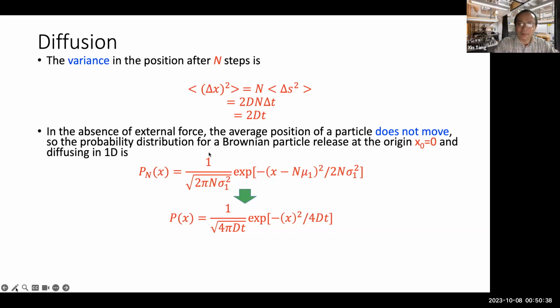After n steps, the origin is still x0 equal to 0, and the distribution function can be written in terms of the Gaussian distribution, which we have seen before. The new thing here is that n sigma 1 square, n mu square, can be replaced by the time now. As a function of time, this Gaussian function can also change, because this n value can change.